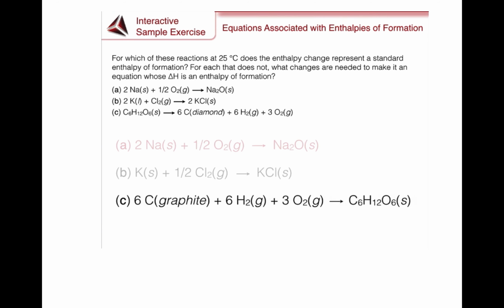The equation that correctly represents the enthalpy of formation of glucose from its elements is 6 carbon graphite plus 6 H2 gas plus 3 O2 gas, giving 1 mole of C6H12O6 solid. The standard enthalpy of formation of a compound is the change in enthalpy for the reaction that forms 1 mole of the compound from its elements with all substances in their standard states. This happens in part A for this sample exercise.